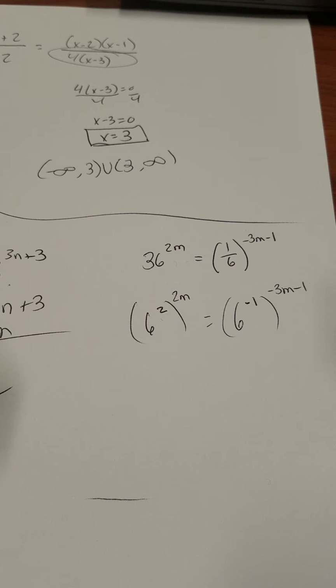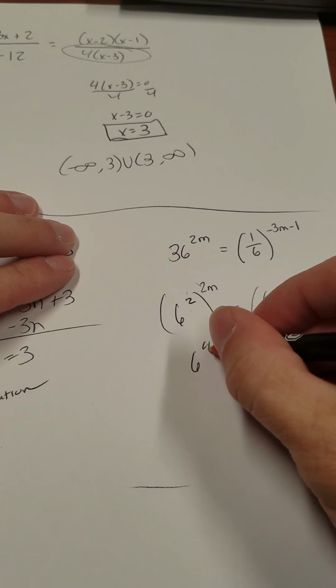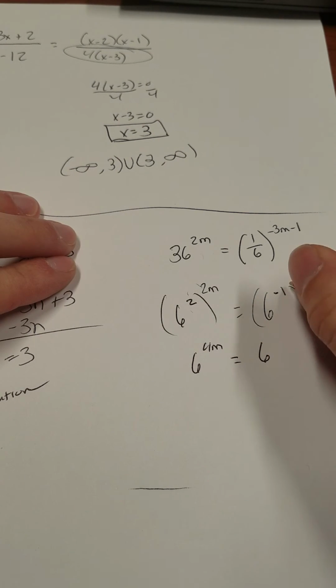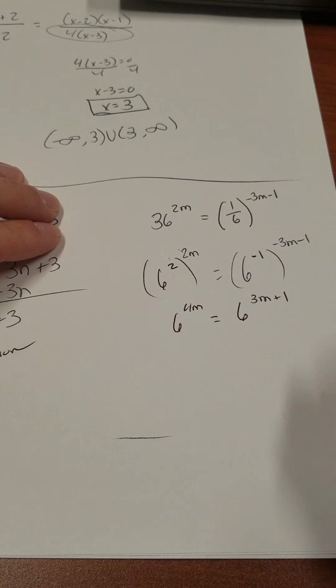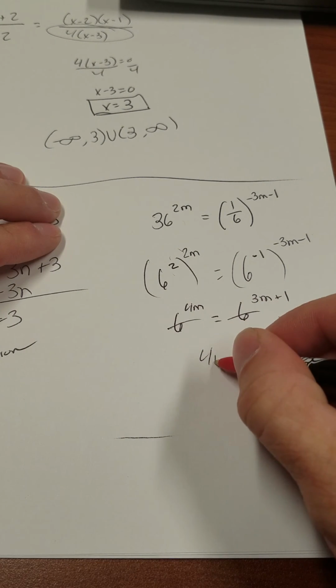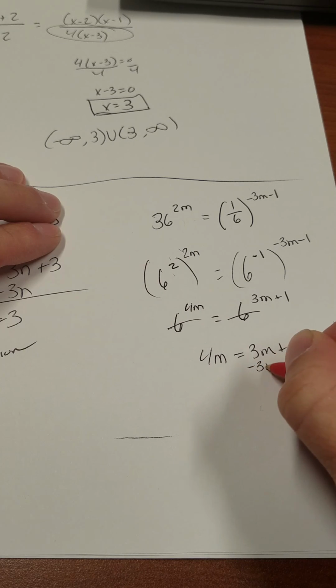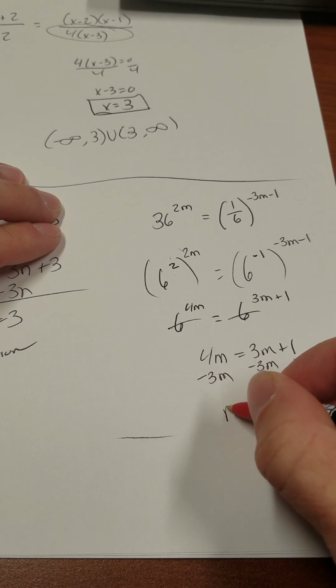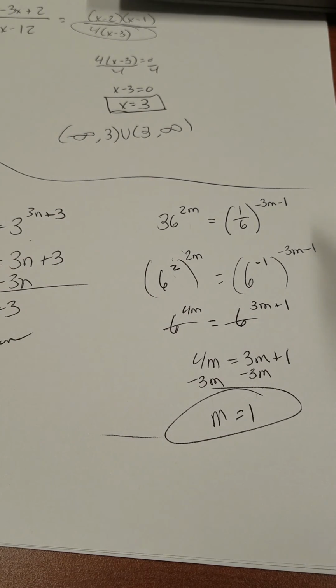If it flips upside down, then you know it's going to be negative. Then 6 to what power gives me 6? That's just going to be 1. Multiply: 6 to the 4m equals 6 to the 3m plus 1. Distribute the negative 1. Now we solve. Bases the same, cancel them out. 4m equals 3m plus 1. Subtract 3m. m equals 1. That is your solution. So in a problem like this, make sure you get the bases the same and then solve it.